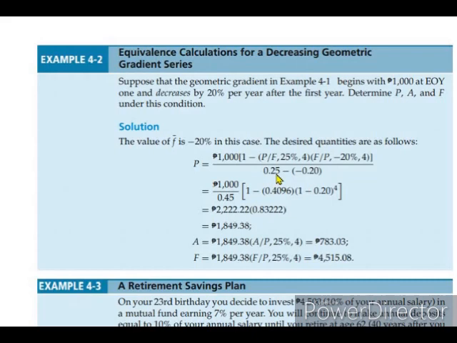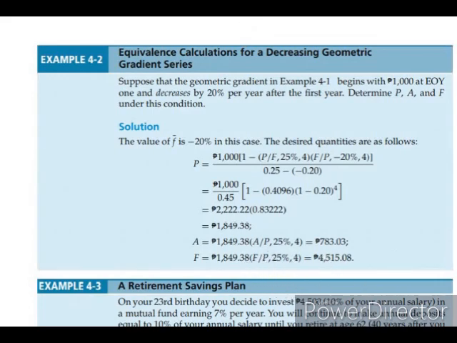Okay, so simplify. Itong sa baba, minus lang to. Ito yung i, tas ito yung F bar. So, maging positive na kasi negative siya. So, ang P dyan ay 1,849.38 pesos. Para makuha yung A, syempre, may P ka na, so kunin mo lang yung formula ng finding A given P. Ito yung sagot kay A. Tapos, si F naman, may P ka na, hanapin mo lang sa appendix yung finding F given P.